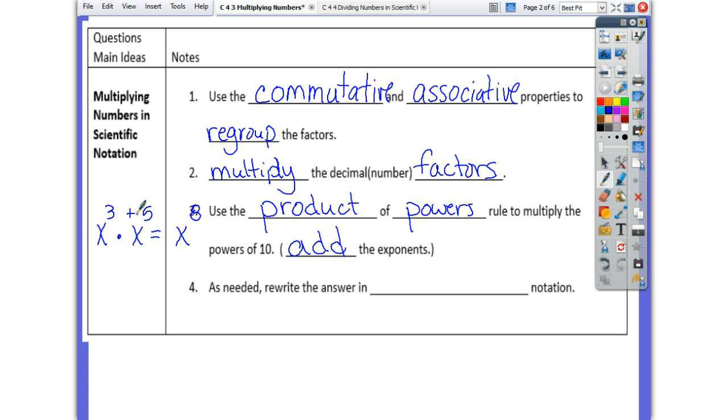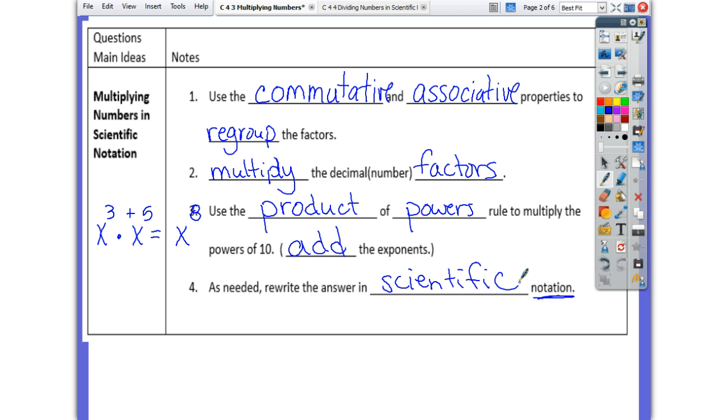As needed, rewrite the answer in, what is this whole unit called? What kind of notation? Blurt it. I didn't hear you. Blurt it. Good. Scientific. It is in scientific notation. Nicely done. Make sure you have those filled in.